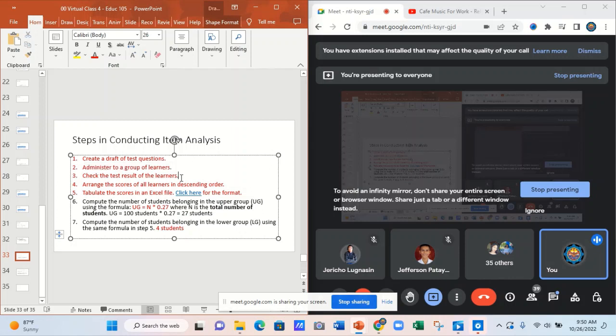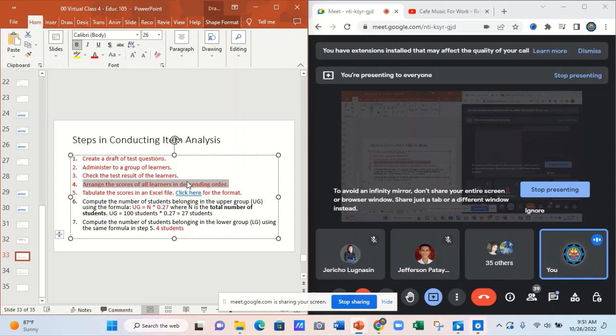Now, after that, we check the test results of the learners. I-check na ninyo isa-isa ang mga test result. Then, ang pinaka-importante, di ninyo kalimtan: always check, no? Arrange the scores of all learners in descending order. So i-rearrange ninyo tanang papel gikan sa highest scorer, pababa sa lowest scorer. Remember ha, gikan sa highest scorer, pababa sa lowest scorer.